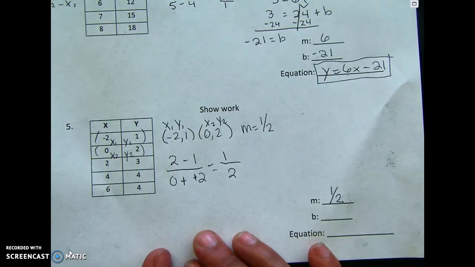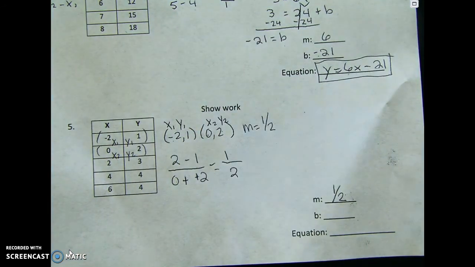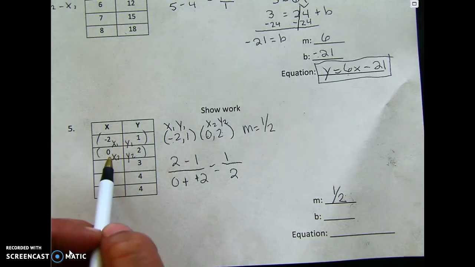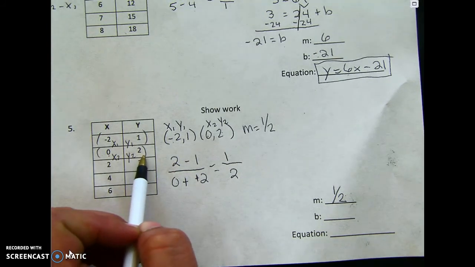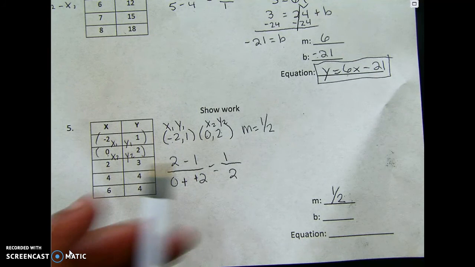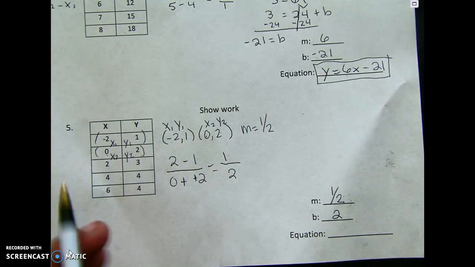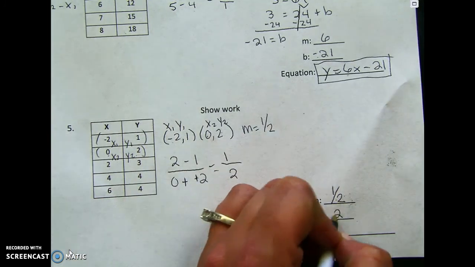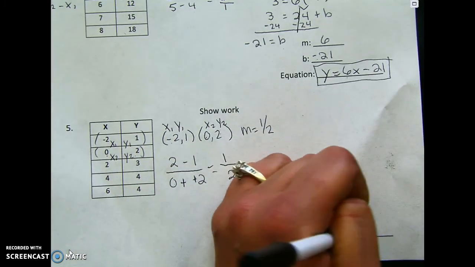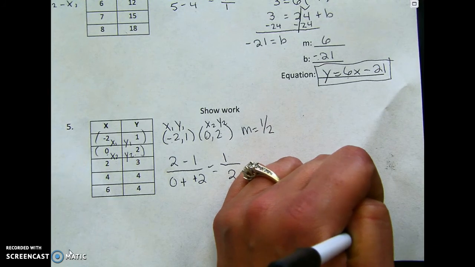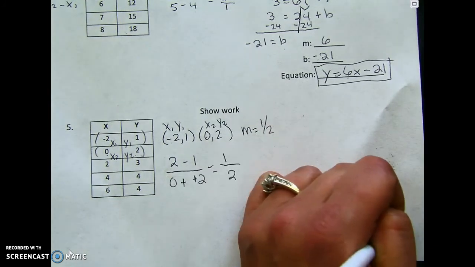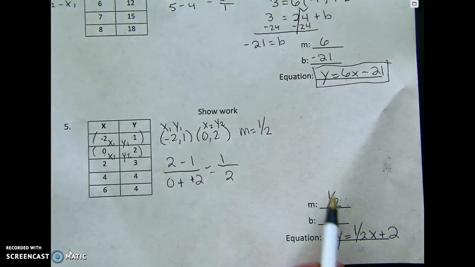Now in step 3, it says to see if the table of values has it where x equals 0. In this case, it does. So that's my y-intercept, 0, 2. The value of y is going to be my b, which is 2, right here. I can write the equation now that I have an m and a b. y equals mx plus b. My m is 1/2. Put in my x and my b.